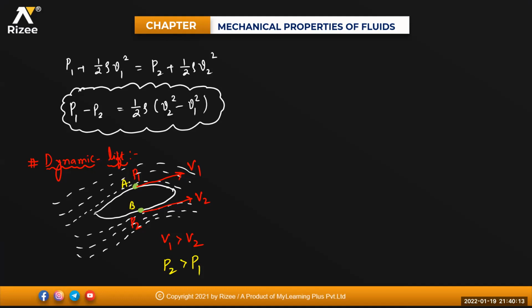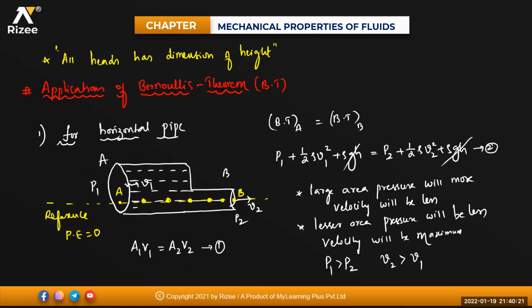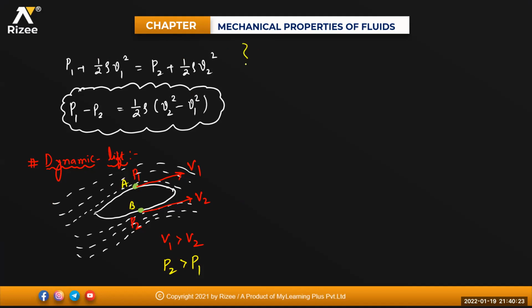And at point A, the pressure will be less. So V1 will be greater than V2, and pressure P2 will be greater than P1. Clear for everyone? So now, because of this difference, this will get lifted in the upward direction.